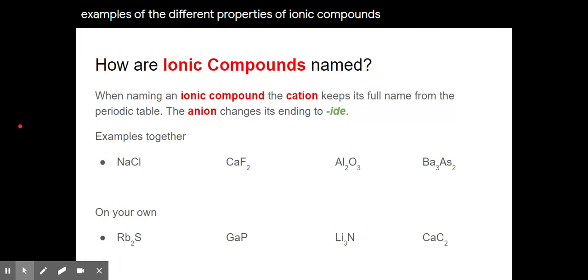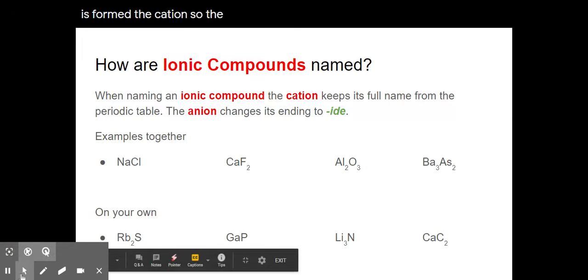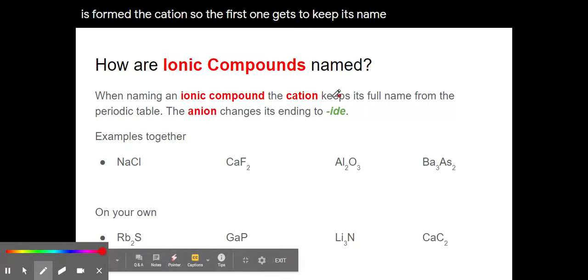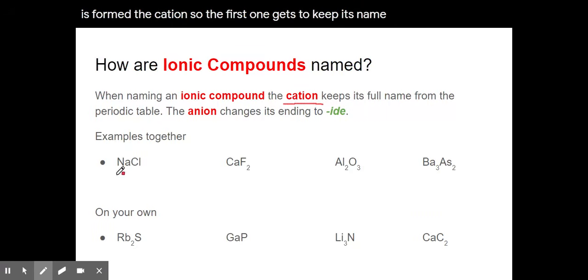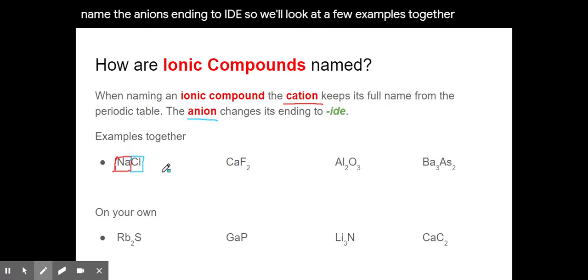Now, new part for today is how are ionic compounds named? It's relatively simple. When an ionic compound is formed, the cation, so the first one, gets to keep its name. So the cations keep their name. And the anions change their ending to IDE. So we'll look at a few examples together.